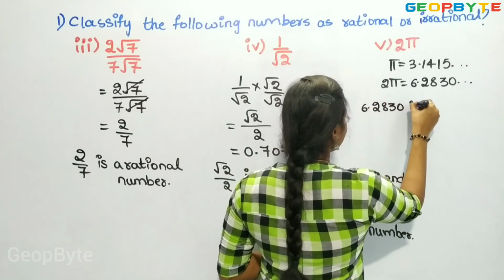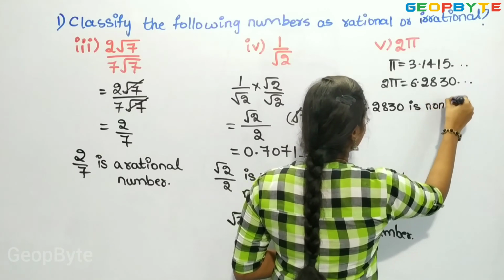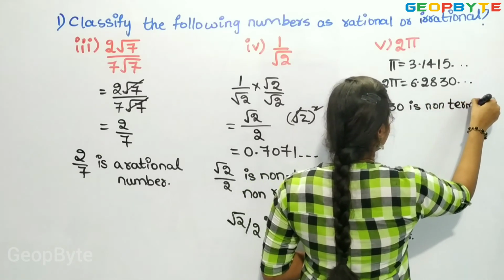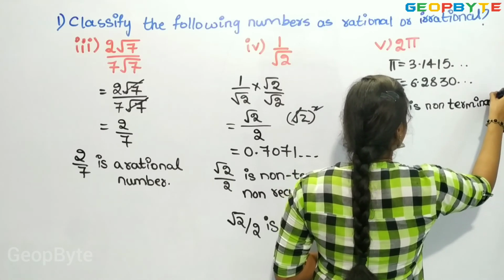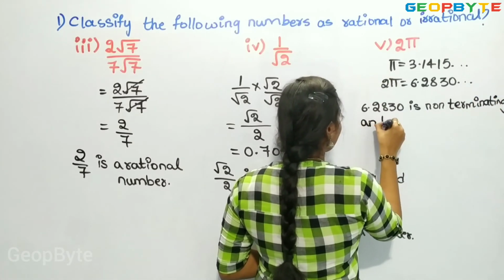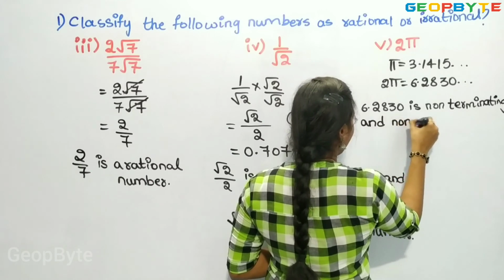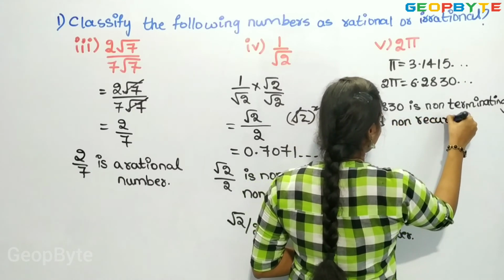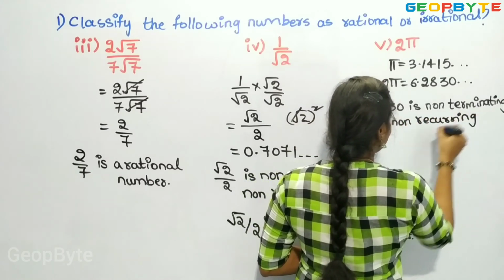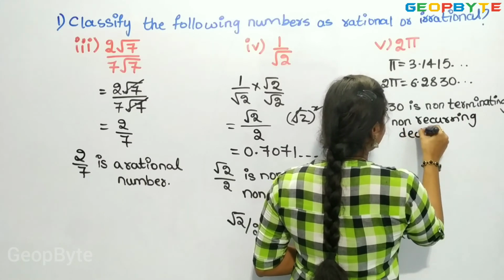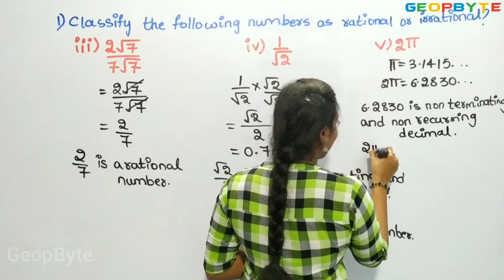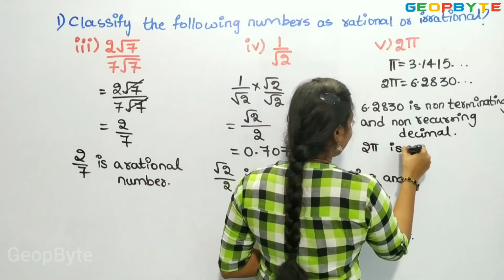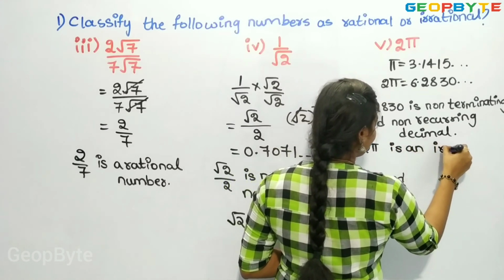6.2830 is a non-terminating and non-recurring decimal. So 2 pi is an irrational number.